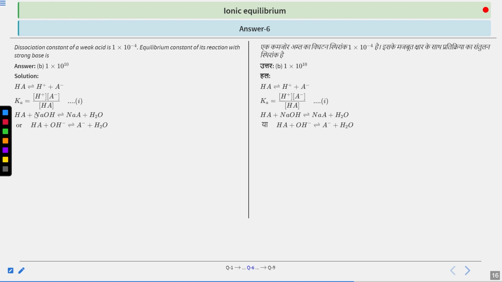Now, if we react it with a strong base, HA plus NaOH, it will give us NaA and H2O. Or else we can write HA plus OH minus, by removing the common ion on both sides, to get A minus plus H2O. Clear? If we write Kc for this equation, it will be the concentration of A minus multiplied by the concentration of water divided by the concentration of weak acid multiplied by the concentration of hydroxide ion. So we are labelling this equation as 2.